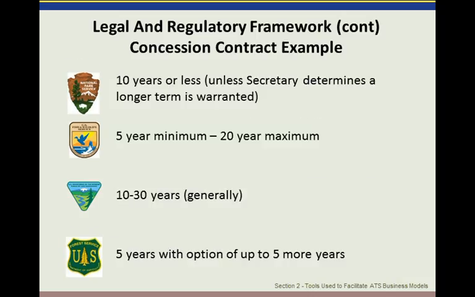In this slide, we're showing you just how it mandates what the terms of a concession contract would be. For example, NPS, it says you generally can have a concession contract for no more than 10 years, although there are some options to extend that in certain cases. And then Fish and Wildlife, for example, stipulates that you can have a concession contract for a minimum of 5 years and a maximum of 20 years.